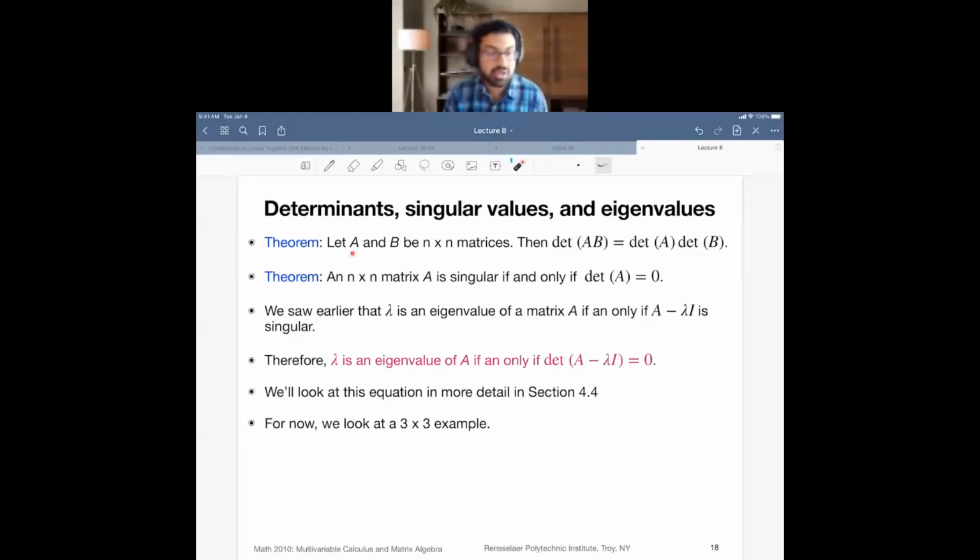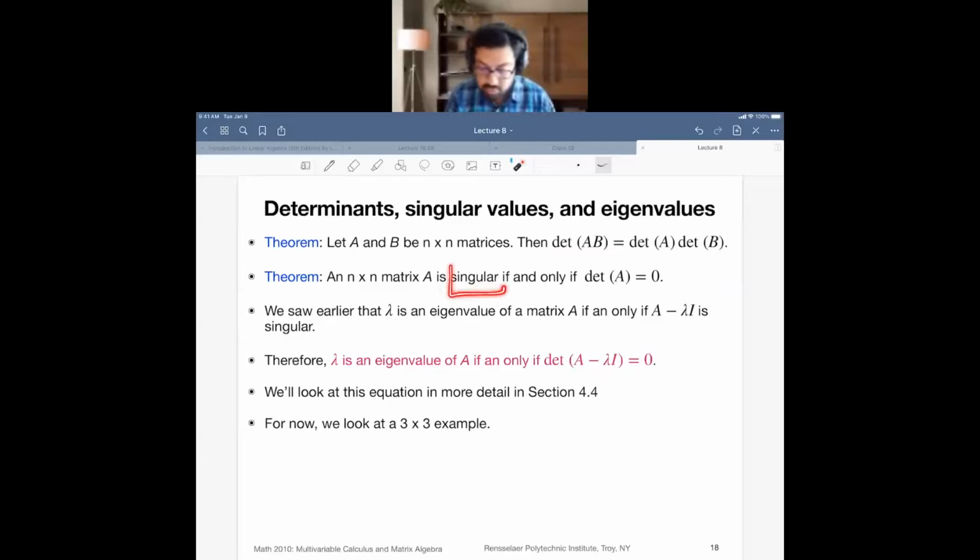So if you have square matrices of the same size, the determinant of the product of those two matrices is the same as the product of the determinants of each matrix. And the proof is later in chapter 6. We'll not do the proof. Another theorem: if A is an n by n matrix and is singular, right?